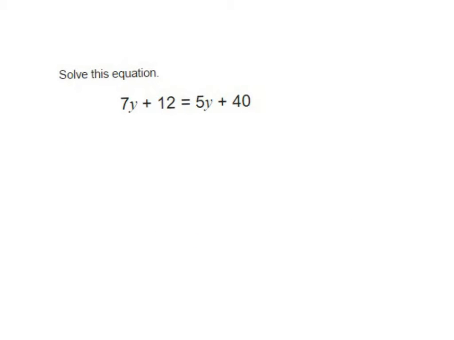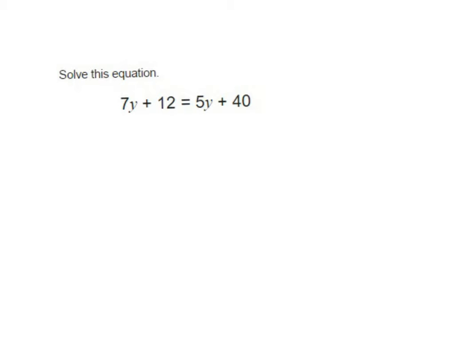Oh, this one's a beauty. It looks very hard at first: 7y add 12 equals 5y add 40. And you're asked to solve the equation. Well, let's see what we've got. We have 7y here, added to 12. And that is equal in value to 5y and 40.